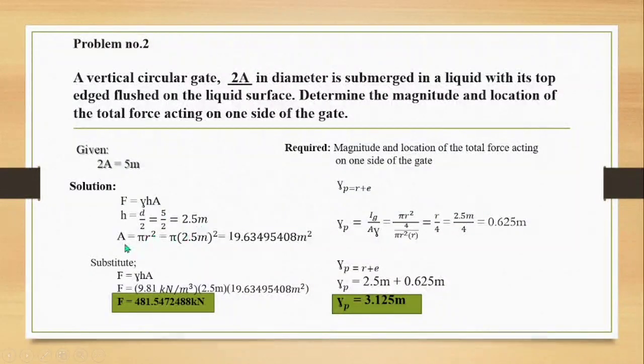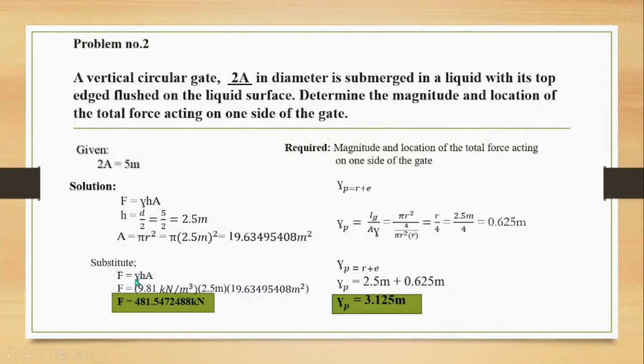So A equals pi r squared. So let's substitute. Butang nato ang pi, tas kanang r, mao na ato 2.5 meter tas squared, tas i-calculate nato ang ato makuha is 19.63495408 meter squared.